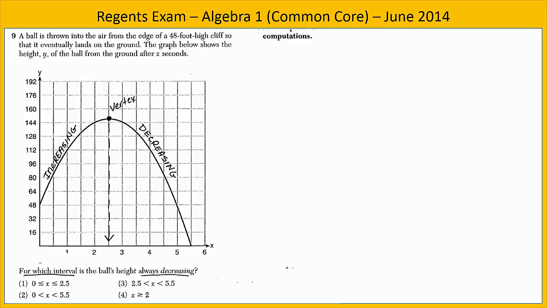Where a graph has positive slope, the function is increasing, and where the graph has negative slope, the function is decreasing. It always changes from increasing to decreasing, or vice versa, at a point called the vertex, or the turning point. If we look where the function begins to decrease, we see on the x-axis it happens right about 2.5 seconds. Where does the ball hit the ground? 5.5 seconds, and that's where it ends. And so we say that this function is decreasing over the interval from 2.5 seconds to 5.5 seconds.